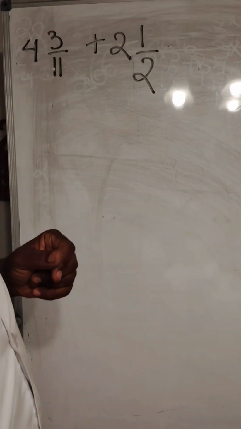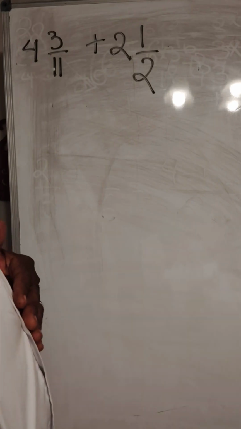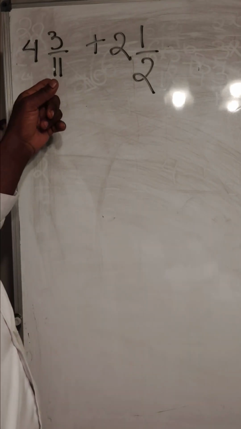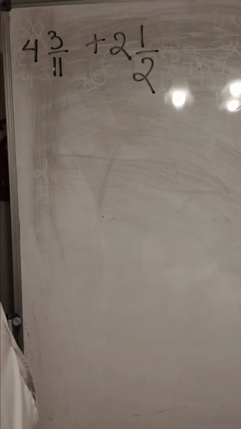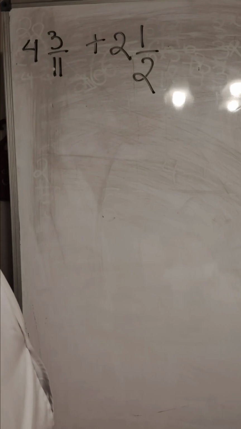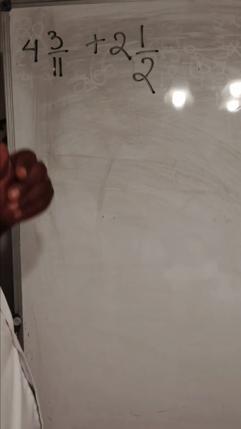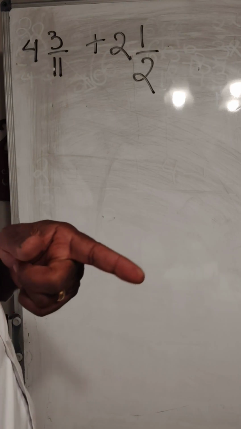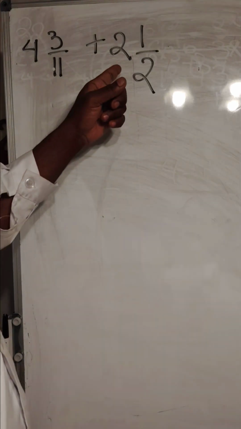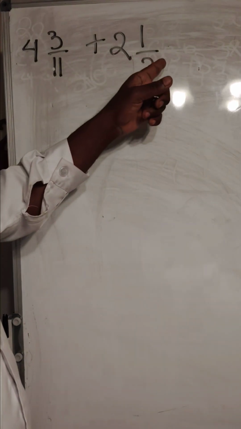Today, we will learn how to add mixed numbers. All right? So my question to you, what is a mixed number? Yeah, I said, what is a mixed number? Good job. A mixed number is a combination of a whole number and a fraction.